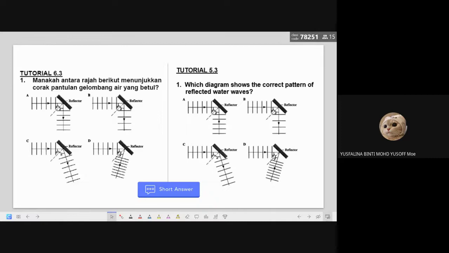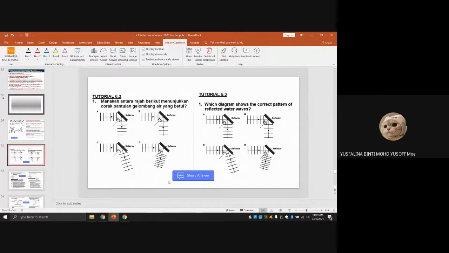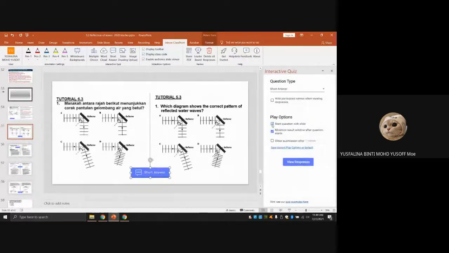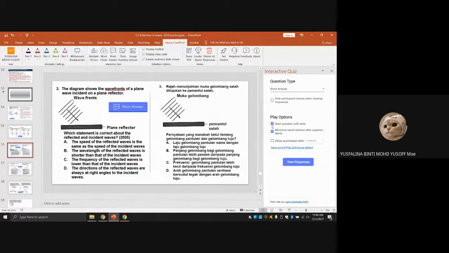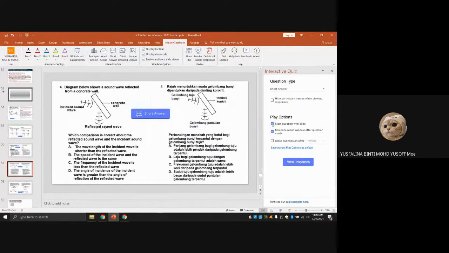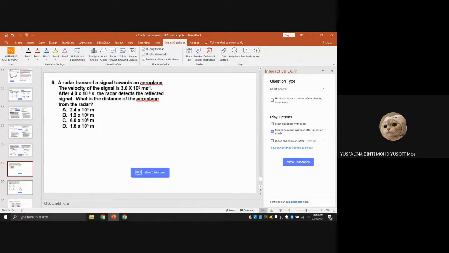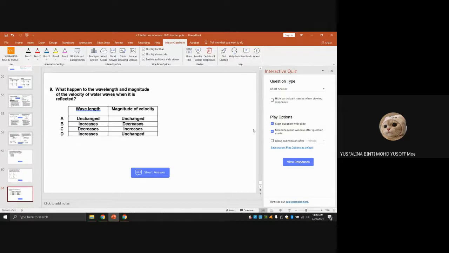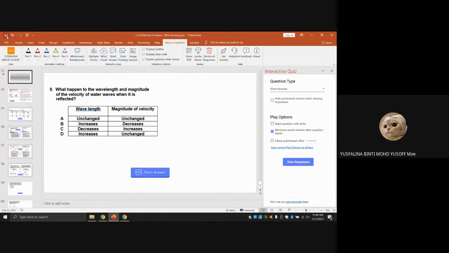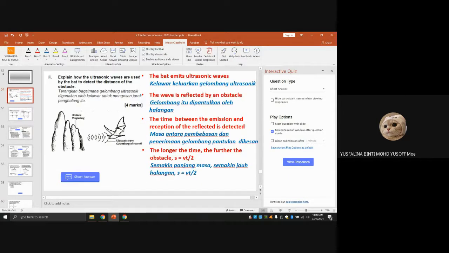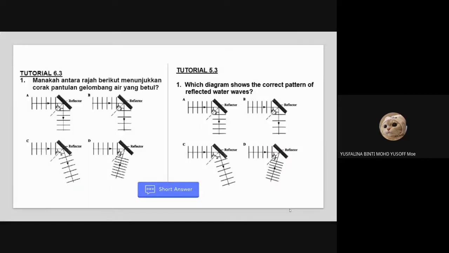So we have already finished the reflection of waves. Wait for a moment. Is there anything you want to ask before I ask you? Anything you want to ask, teacher? Because after this, you will answer questions. No? So you are already clear about reflected waves? Alright, so let's try to answer this one.